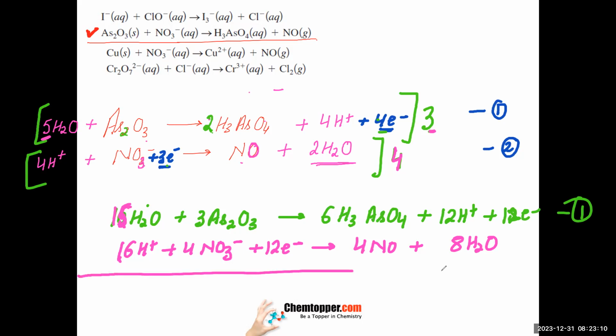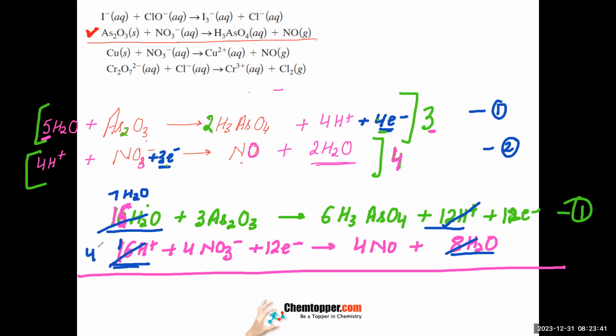Now we are ready to add them. When you add them, you have to see what are the things which are on both the sides, like 15 H2O and 8 H2O. Cancel. 15 H2O will become 7 H2O. Agreed? 16 H plus 12 H plus. Cancelled. 16 H plus will become 4 H plus. Right? 12 electrons cancelled.